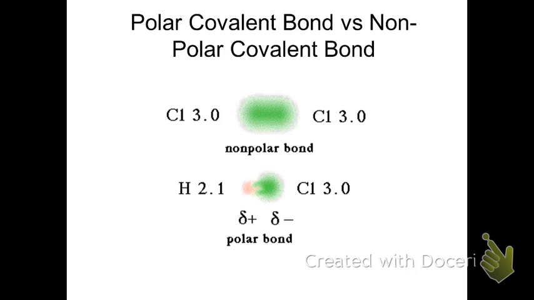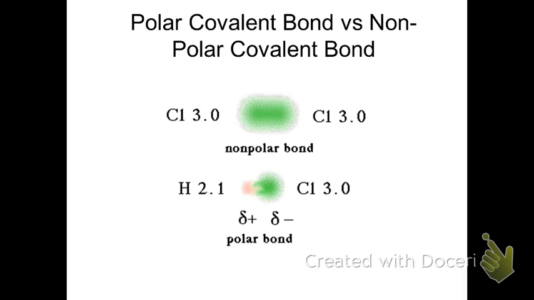Now here I just basically have a very simple picture showing a polar covalent versus a nonpolar covalent bond. If you look at chlorine, Cl2, you see that this picture shows that the electron density is pretty much equally distributed about the two chlorines. Why? Because the chlorines both have an electronegativity of 3, and so there's really no reason for the electrons to go to one chlorine or the other.